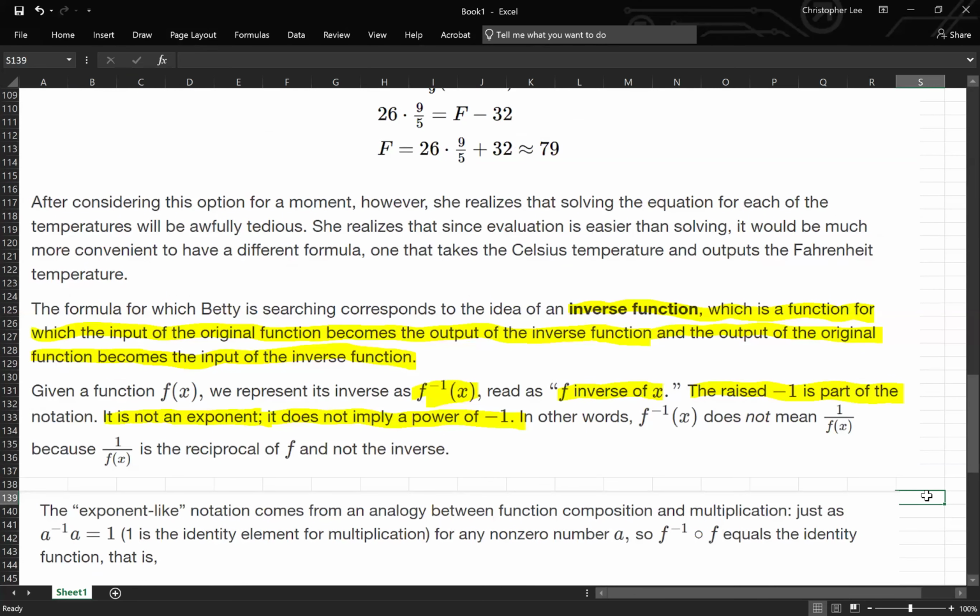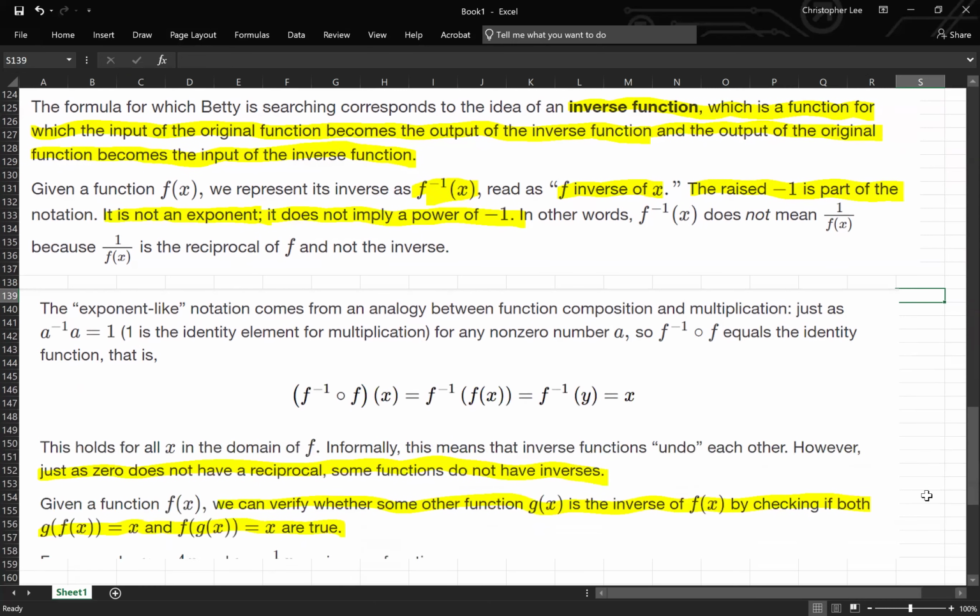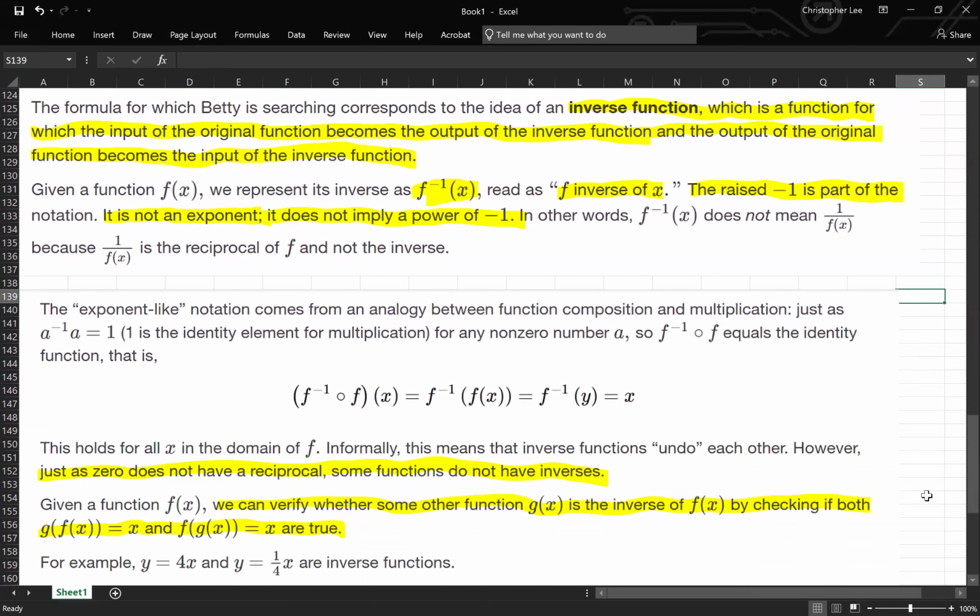All right. So the exponent-like notation comes from an analogy between function composition and multiplication. Just as A inverse times A is equal to 1, where 1 is the identity element for multiplication for any non-zero number A, f inverse composed with f equals the identity function. So f inverse composed with f of x is equal to f inverse of f of x, which is going to be equal to x. This is an important formula. We're going to be using that in the future. That's how we prove that two functions are inverses of one another.